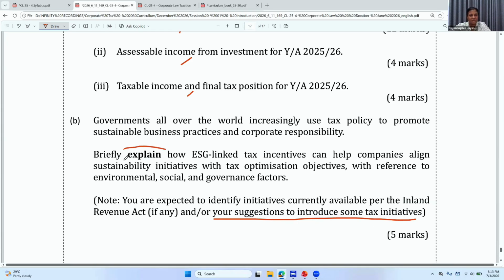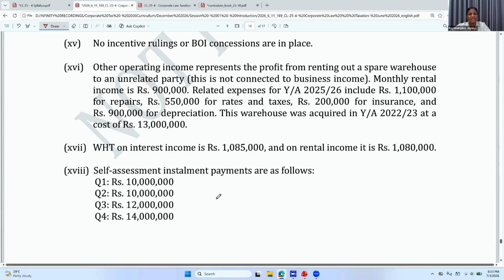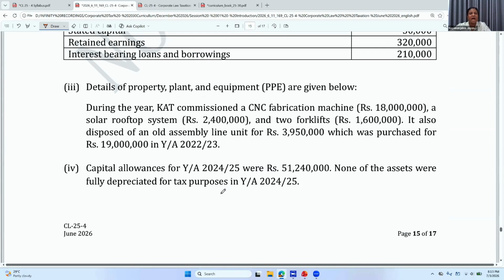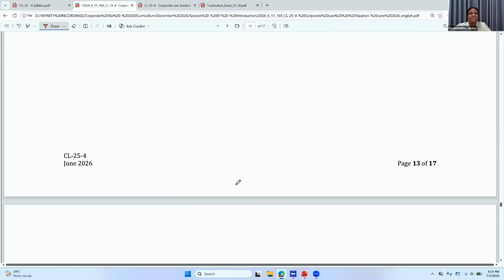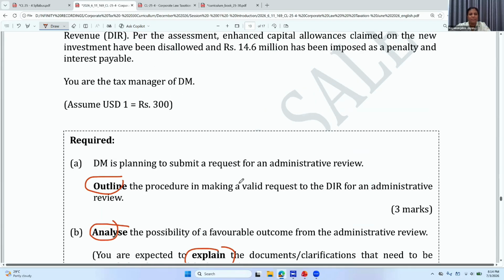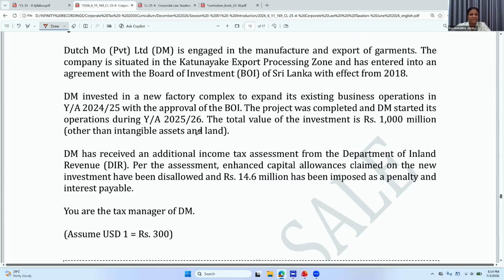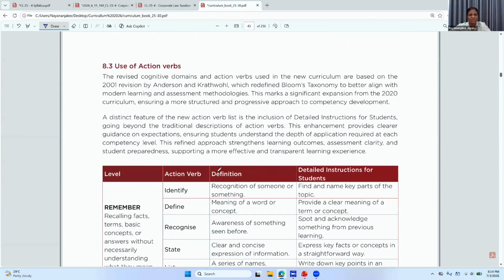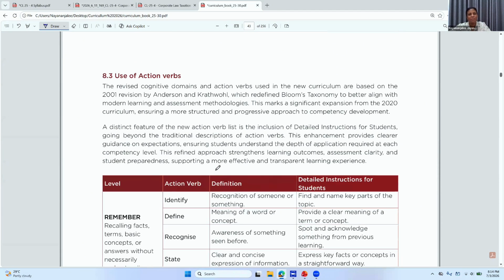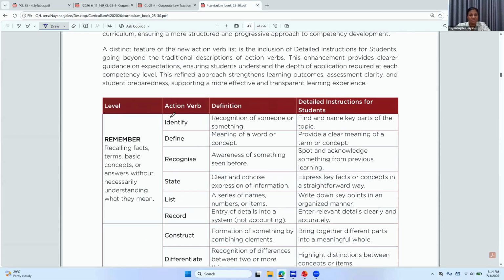Then the action verb here is explain. Now you can see explain, assess, outline, identify. These are the action verbs which it has tested throughout the paper. Now where these action verbs are, I need to come to your curriculum booklet. This is your curriculum booklet. I'm on page 43 of this booklet. In that, the use of action verbs, these are the list of action verbs.